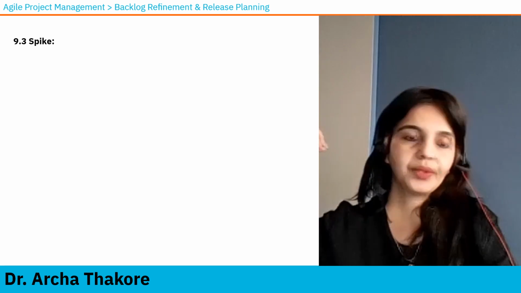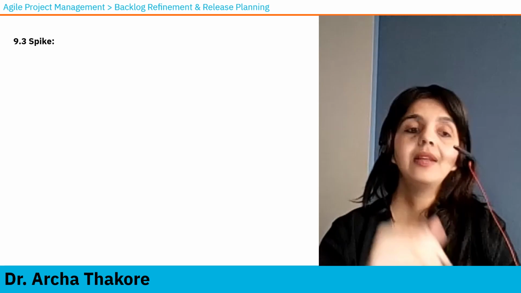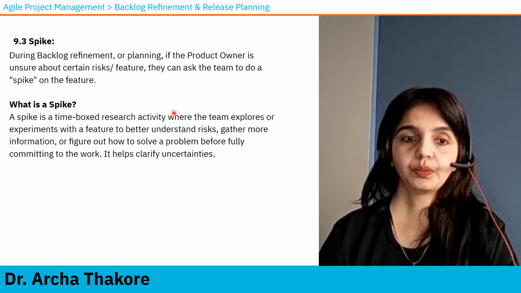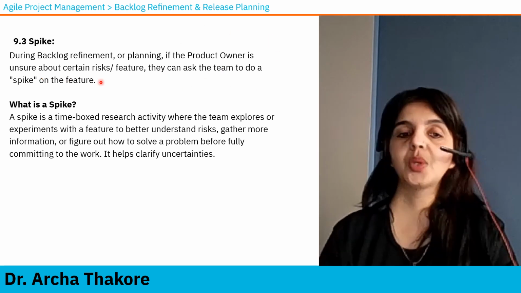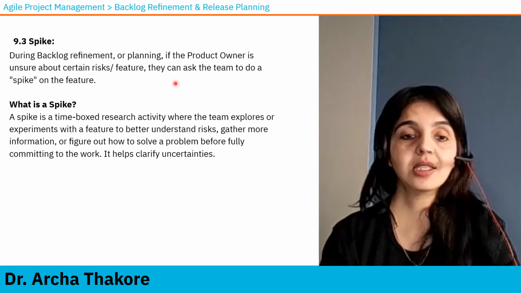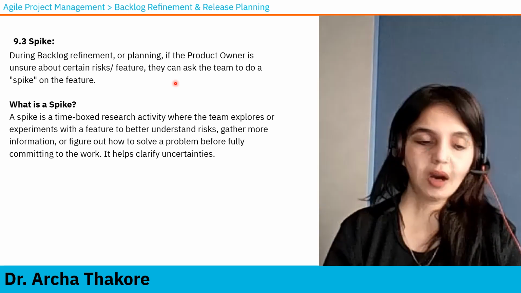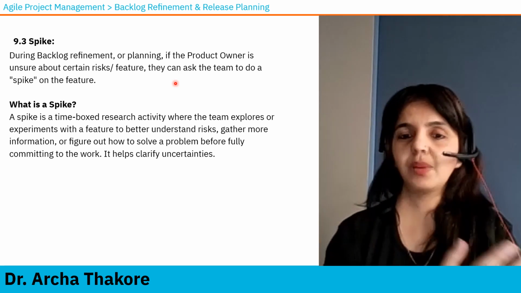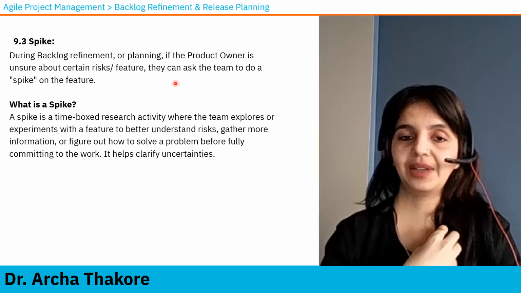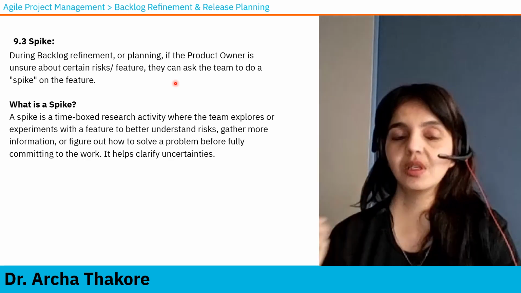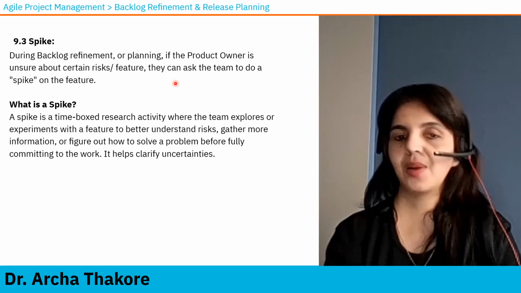It is like you take it out of the discussion, you take some time aside, you discuss it more in detail, and then you assess it. So during backlog refinement or planning, if the product owner is unsure about certain risks and features, they can ask the team to do a spike on the feature. There can be questions in your exam where they talk about a project scenario where the team is not able to understand something, or the risks associated with some feature are not clearly identified. The answer or possible solution can be to spike that feature, which simply means that you do some more research and come back with answers.